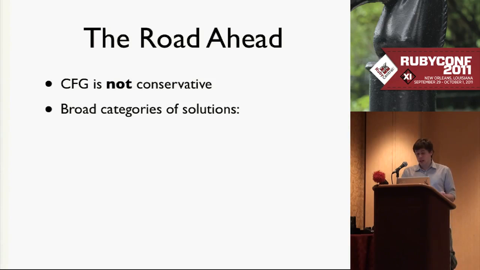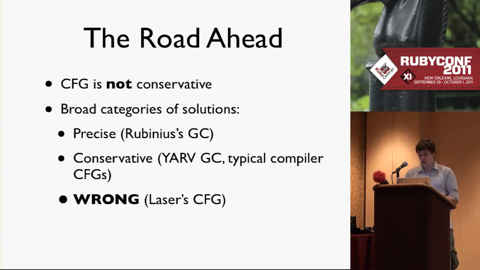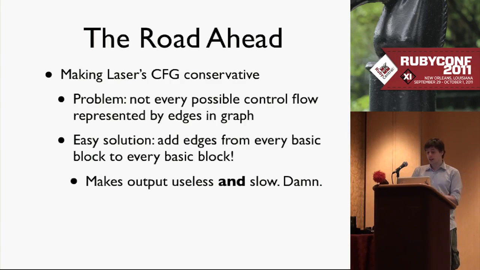So yeah, there's three categories of solutions: precise ones, which is Rubinius's garbage collector, and there's conservative things like the typical optimizing compiler CFG and the YARD GC, and then there's wrong things, which is what we have. And it's true. There's no wiggle room. There are things that Laser will be just wrong about, and that sucks. And what it comes down to is that not every possible control flow through a Ruby program is represented by edges in the graph.